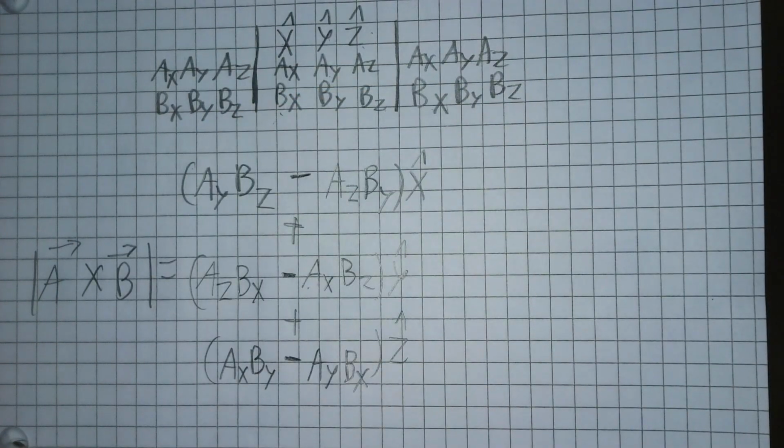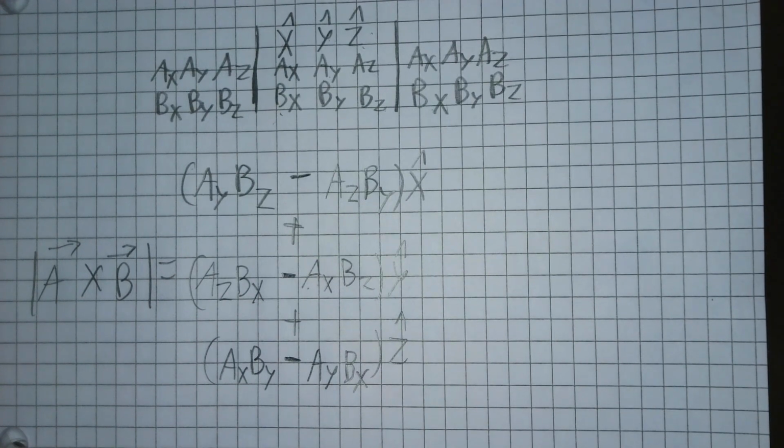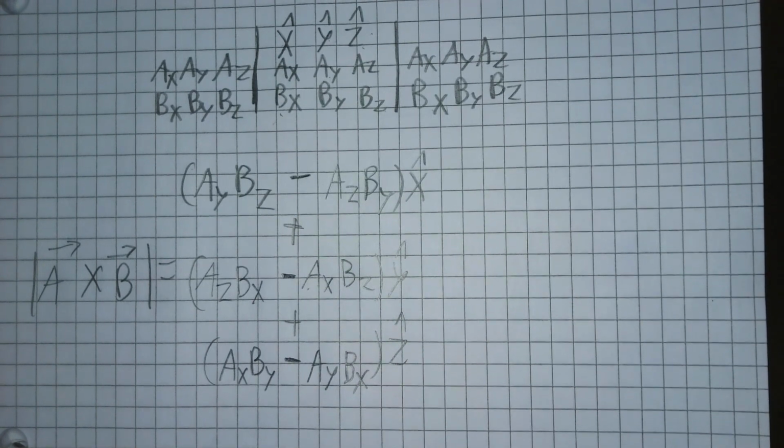Okay, so this can help you if you know the components of A in the x, y, and z directions and B in the x, y, and z directions, but you don't know the magnitude of A and B themselves.